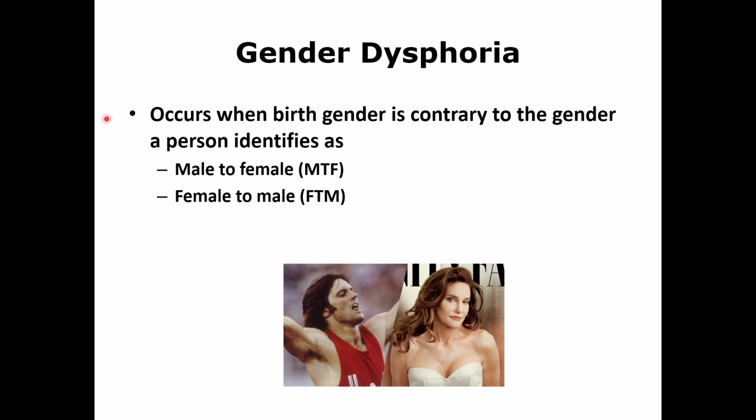They may not be able to carry a pregnancy, because that will affect their reproductive system, so they will not be fertile. That's what I meant. So this example is Bruce Jenner. He was an Olympic medal winner, and he changed, and now is Caitlyn Jenner. So he was suffering from gender dysphoria.